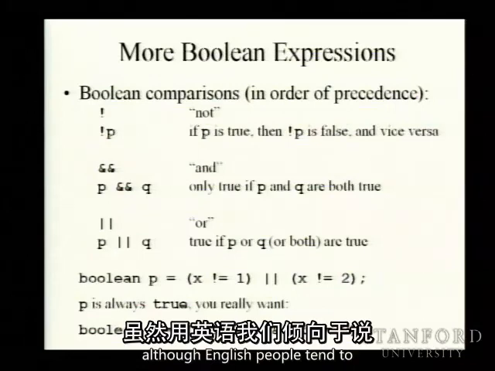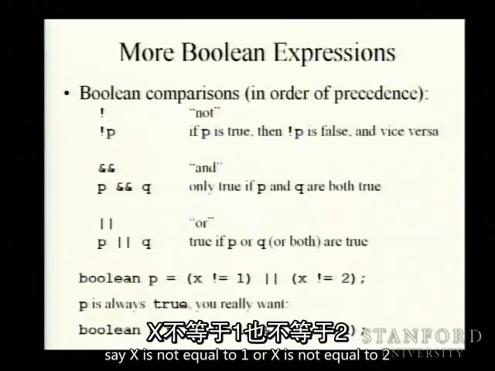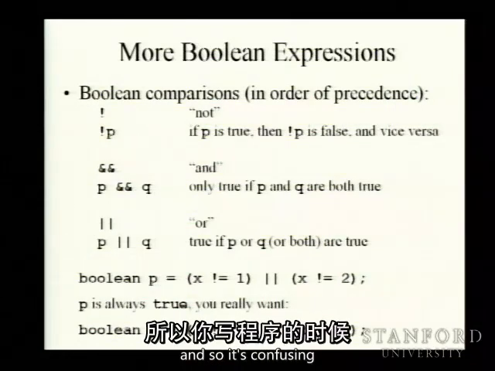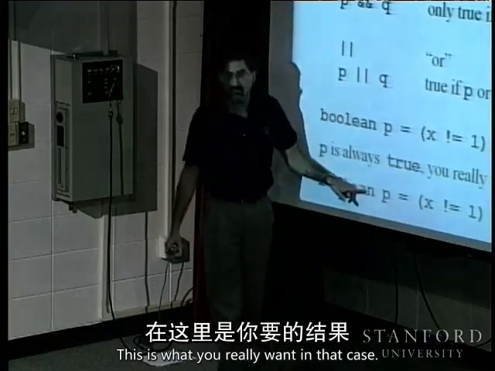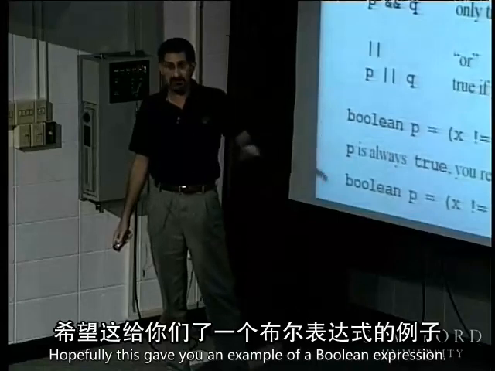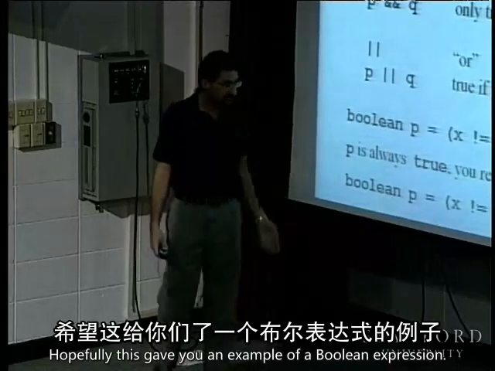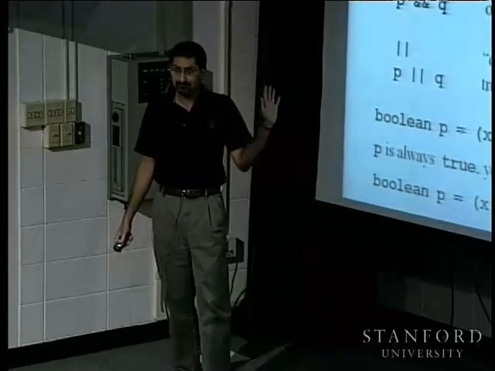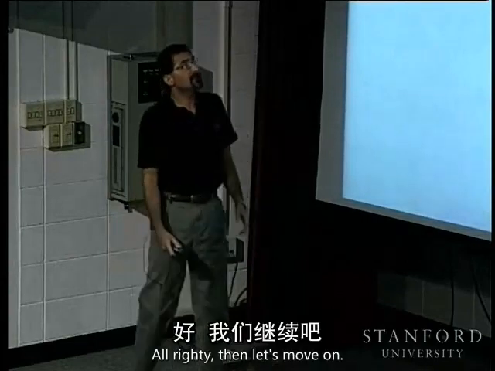Although in English, people tend to say x is not equal to 1 or x is not equal to 2, and so it's confusing if you try to write that out in logic. This is what you really want in that case. This is buggy. Okay? But hopefully this gives you an example of a Boolean expression. So any questions about this? Alrighty, then let's move on.